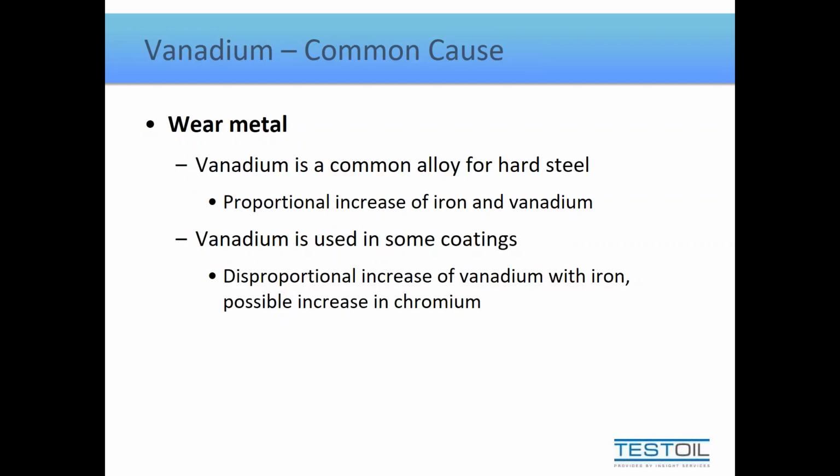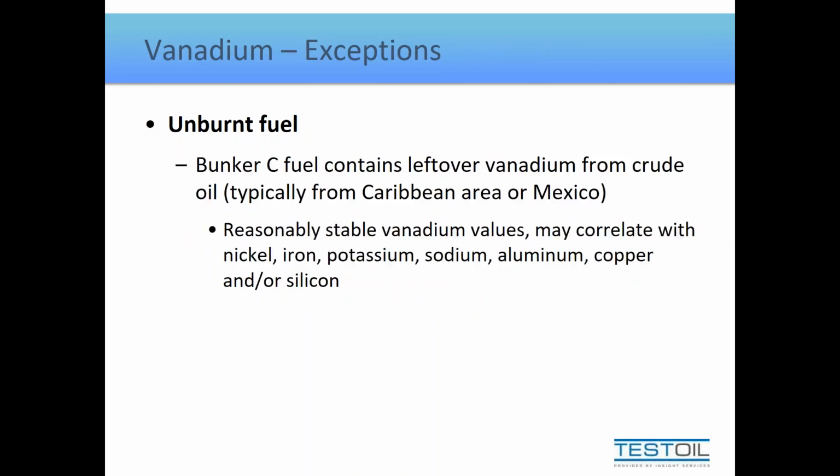Now, as I already mentioned, if you happen to be running an engine application, there is the possibility of vanadium appearing, and it's from the fuel. Bunker C is a type of fuel that's made from crude oil, where the crude oil is not refined very well. It's kind of a poorer quality type fuel. And if the crude happens to come from the Caribbean or Mexico area, it tends to have much, much higher vanadium values than it does in the rest of North America.